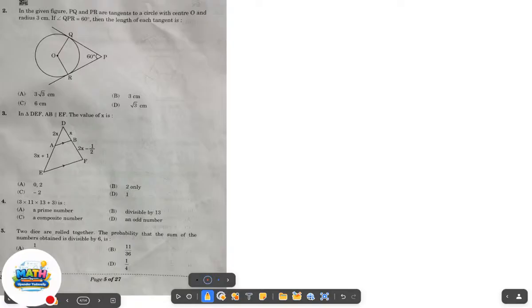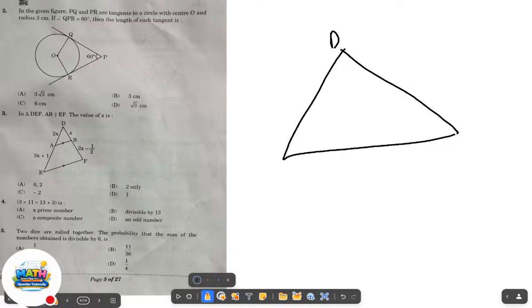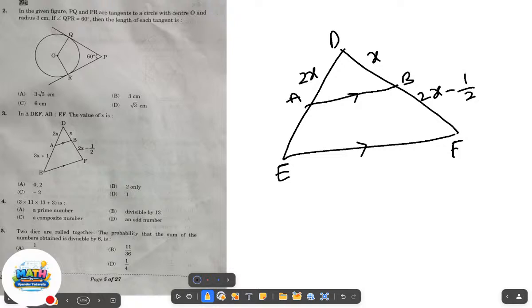So let's redraw it. So DEF. Now this AB is parallel to this EF. Now what is given? Here it is 2x. Here it is x. Here it is 2x minus 1 by 2. And this is 3x plus 1.